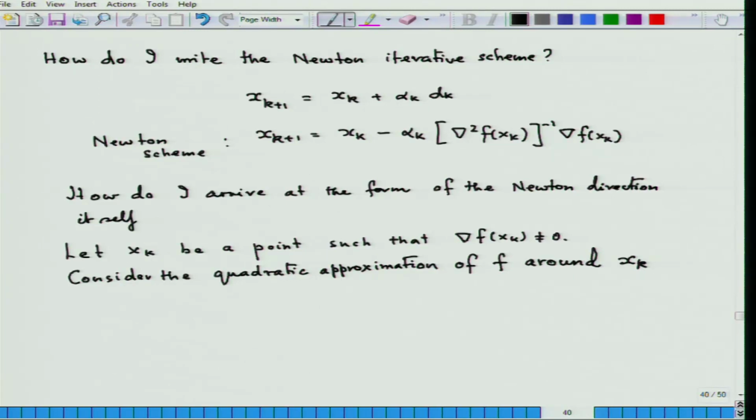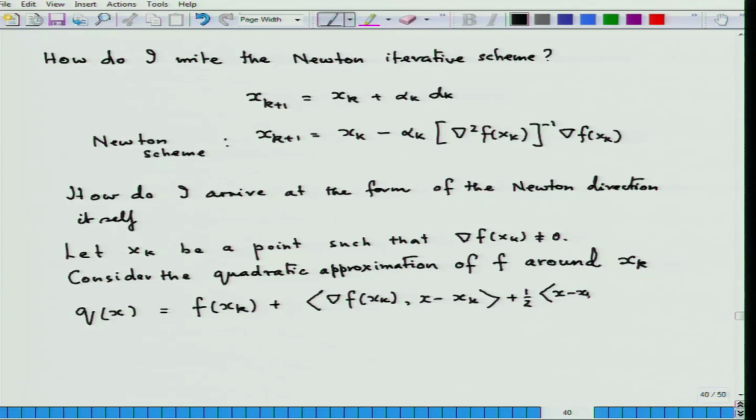So, consider the quadratic approximation of f around xk, which means I will define a function q of x as f of xk plus the gradient and Hessian terms. So, xk is fixed, and x is a variable. Basically I am taking only the Taylor series part. If I want to express the function value of f at x in terms of the Taylor series, this q of x is nothing but the Taylor series part without the remainder term, without the error term. This is what I have.